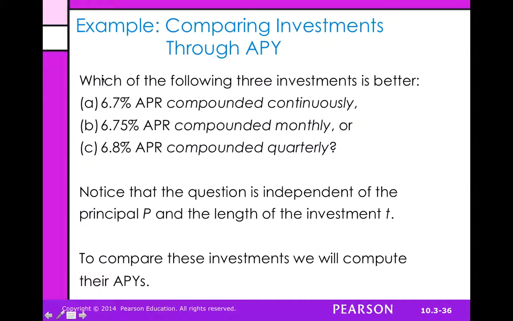So without doing anything, we might speculate that answer C is what we want, because answer C has the highest interest rate. So we'll investigate that. We'll see if C is the best. Before we do that, though, notice that this question is independent of the principal and the length of the investment. Okay, you don't need to know those things to compare these investment opportunities using the APY.